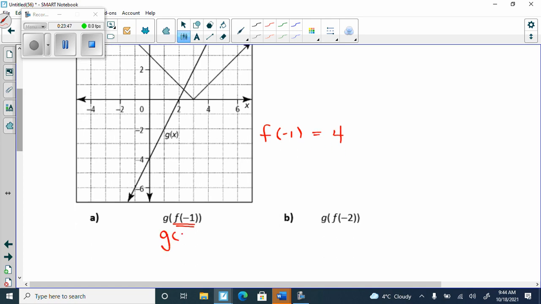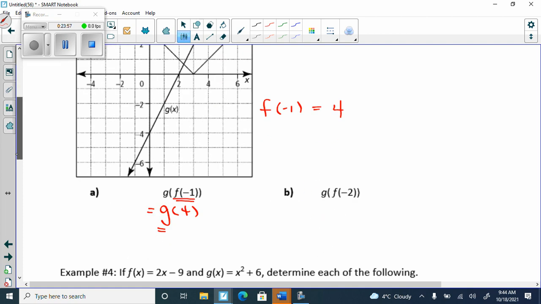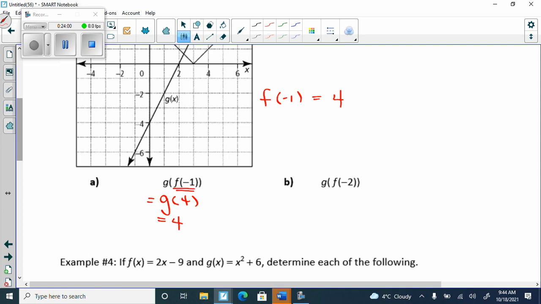So now I do g of 4, which is, I didn't have enough space. It's 4. So now I found a point on g of f of x. It's at (-1, 4), right?